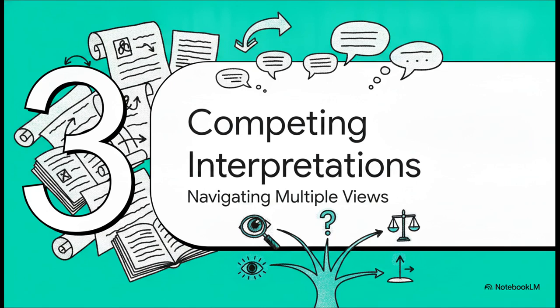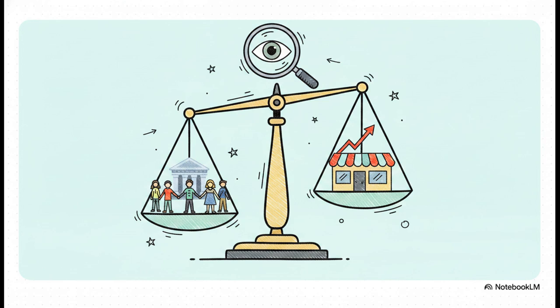That brings us perfectly to Section 3, Competing Historical Interpretations. Once you start spotting bias, you're going to quickly realize something huge. History isn't just one single unified story. It's really not. Navigating multiple and sometimes totally conflicting accounts is exactly what professional historians do every single day.